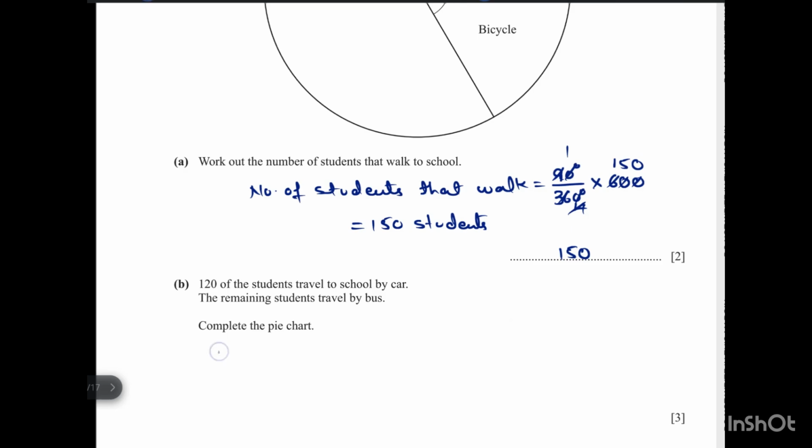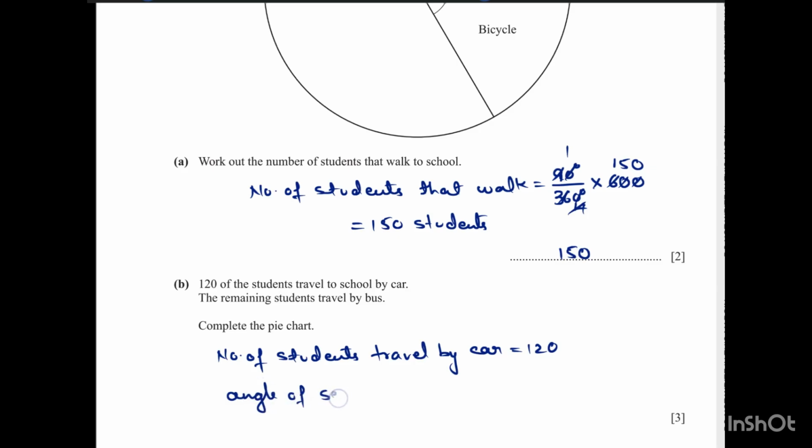So the number of students who travel by car is 120. So the angle for car will be 120 out of 600 multiplied by 360, and we get the angle.